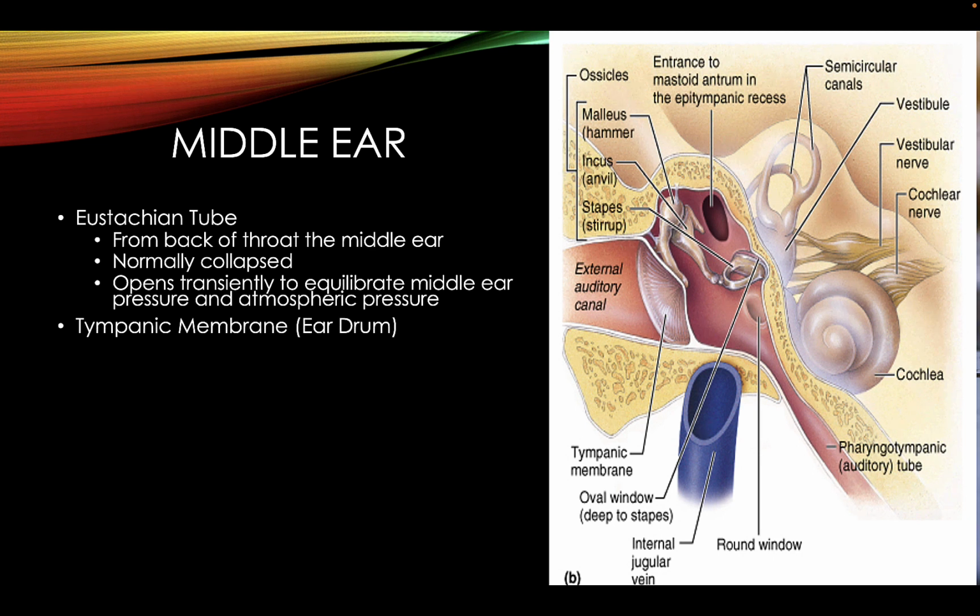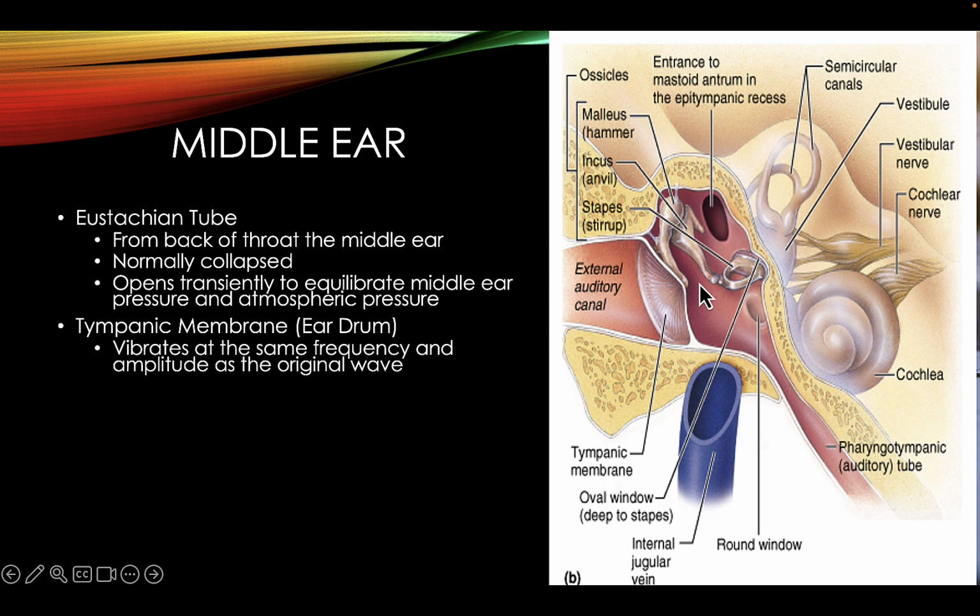Now, the tympanic membrane, or the eardrum, is what we're looking at right here, and you can see this membrane is pointed towards the middle ear. And what happens is, as air is coming through this canal, it's going to hit this eardrum and make this eardrum vibrate. Okay? And we'll talk about how that vibration occurs.